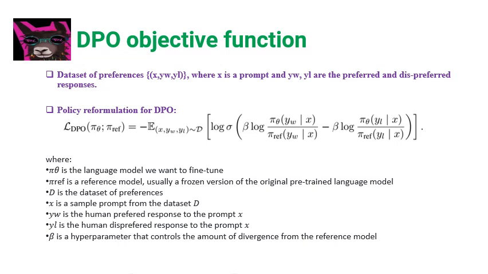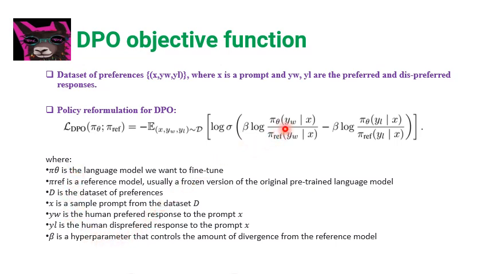and the DPO objective function. As I mentioned, the preference dataset has three elements. One of them, X, is the prompt, and we have the preferred and dispreferred responses. Here you can see the policy reformulation for DPO. You can find the definition of each variable here.